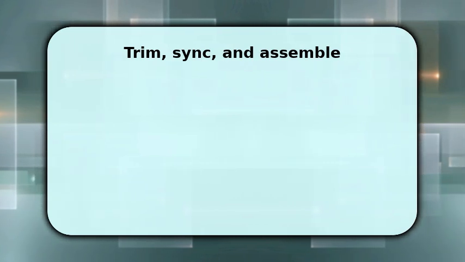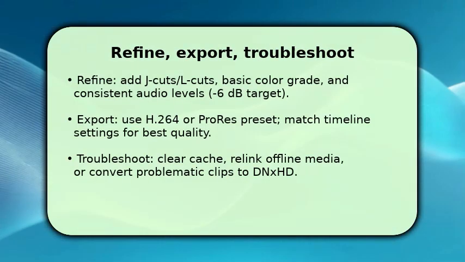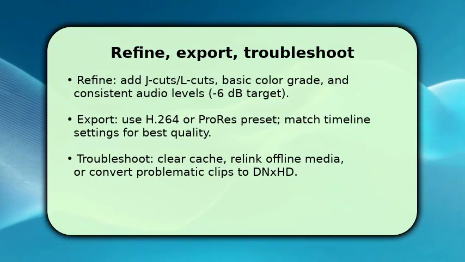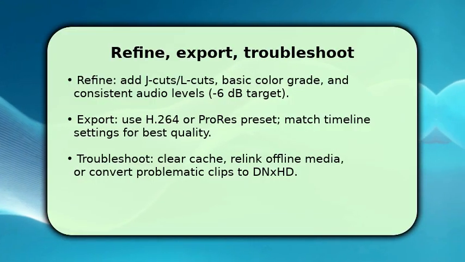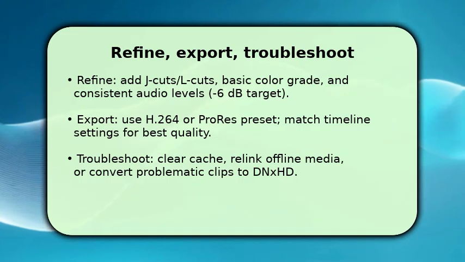Add J-cuts and L-cuts to smooth audio, apply a simple color grade for consistency, and normalize audio to around -6 dB so levels stay steady. Once satisfied, export using H.264 for delivery or ProRes for archival, matching your timeline settings to avoid quality loss.